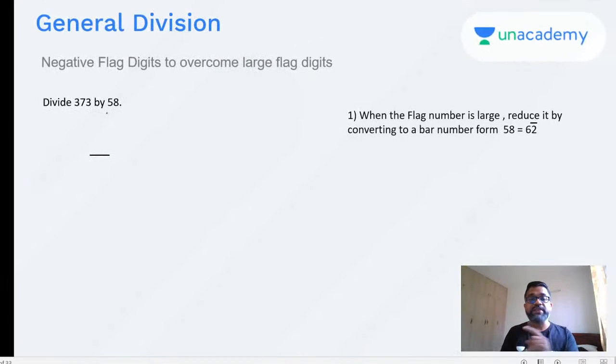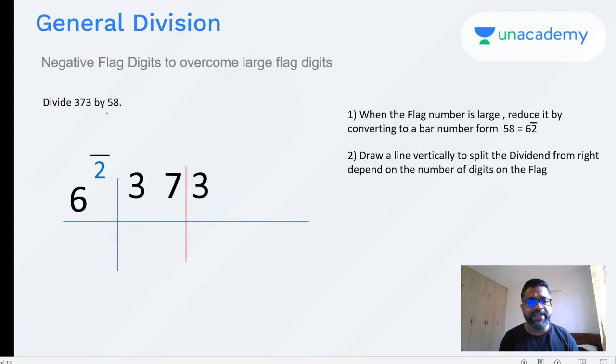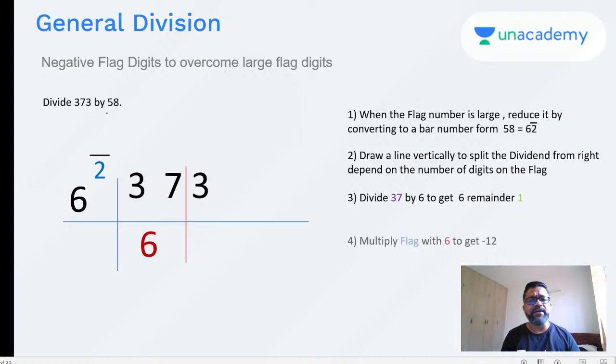Okay, so now 373 by 58. Remember what I told you about this. I'm going to convert 58 and write it as 6 bar 2, right? So now the same method, nothing changes. So for 373, I will draw that one line there. Now I will divide 37 by 6. When I divide 37 by 6, what do I get? I get 6 remainder 1.